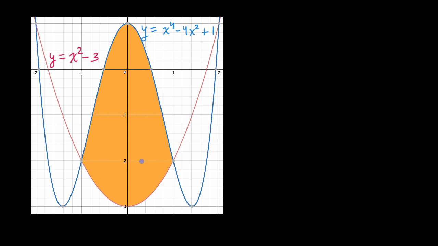So like always, pause this video and see if you can figure it out on your own based on what we know about the area between curves. All right, so now let's figure it out together.